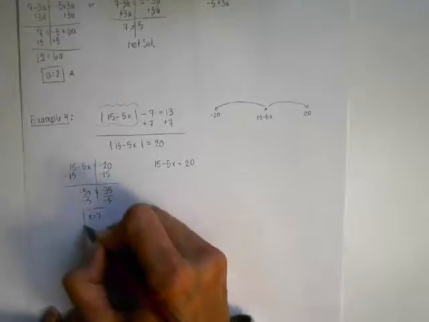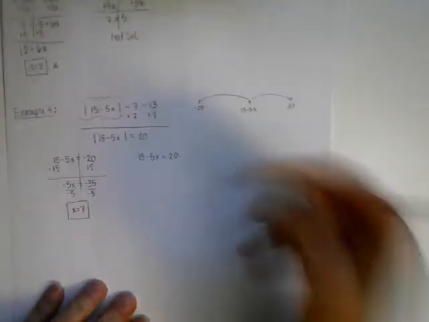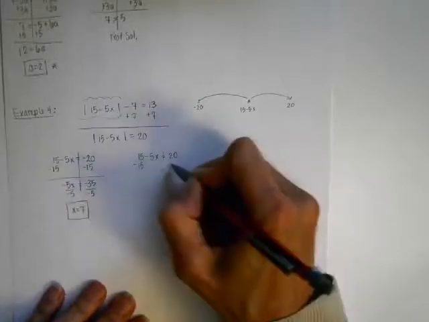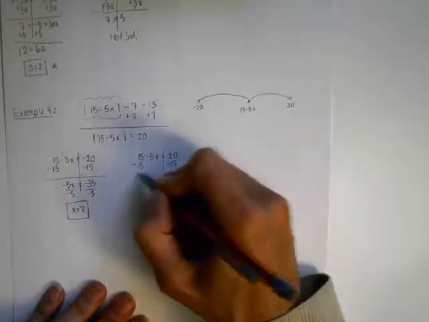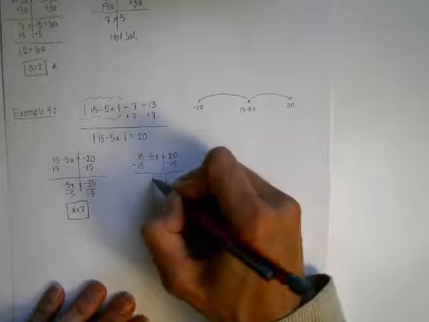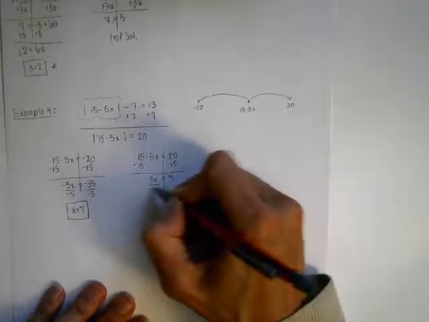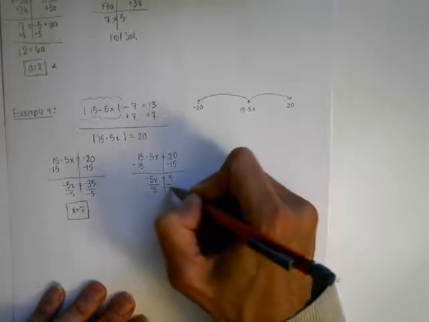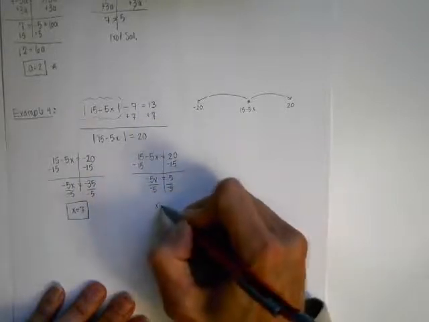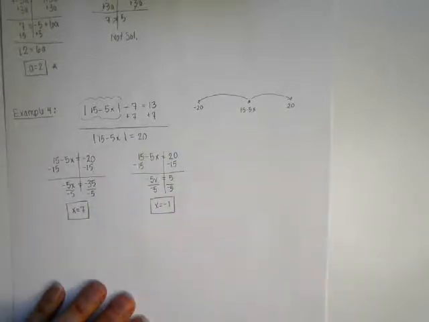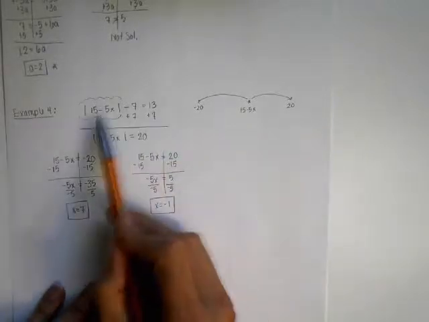On this side over here, we're going to subtract 15. And we get negative 5x is equal to 5. And we divide by negative 5. And we get x is equal to negative 1. And those two answers would make this equation right here equal to each other.